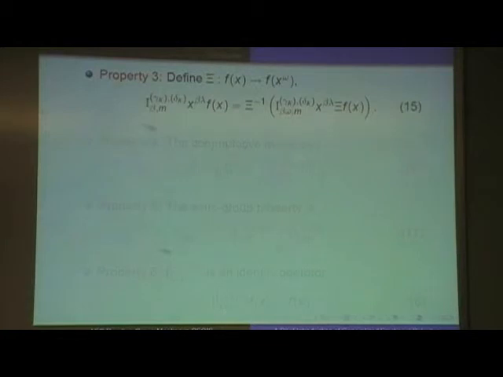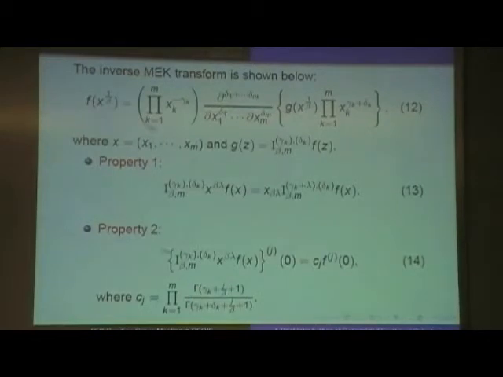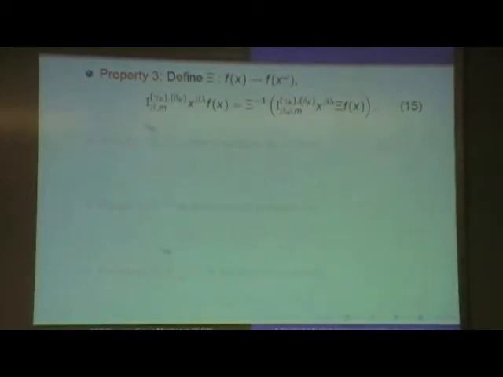Property 3 is defined like this. This property is really interesting. That is to say, we define an operator in this form, and then equation 15 holds. That is to say, the inverse of this operator applied to this equation equals this one. It is a very interesting conclusion, because associated with this property, we can get a lot of interesting results, like how to solve.